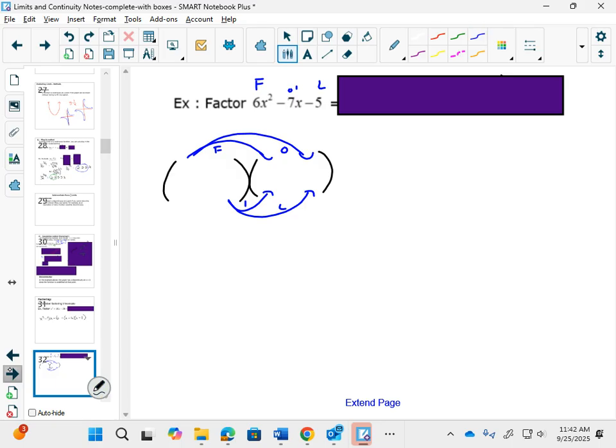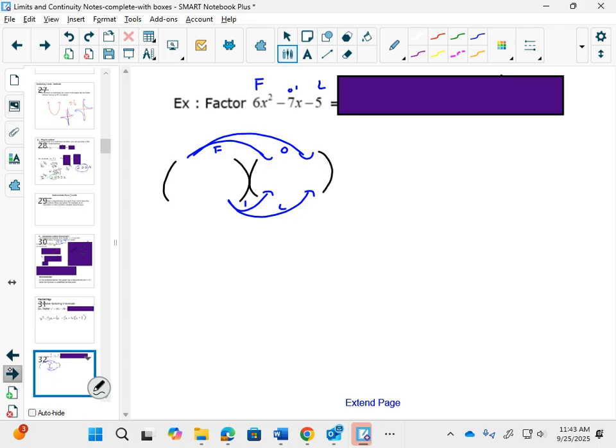Now this one's complicated because I've got a 6. Why does the 6 make it complicated? Because you have options, right? It could be 6 and 1 or 3 and 2. That makes it a little bit complicated. Some people just say, I'm going to start with 6 and 1 and see if it works. If it doesn't work, I'll go to 3 and 2 and see if that works. Okay? I personally, because the 6 is complicated, I might start with my last one.